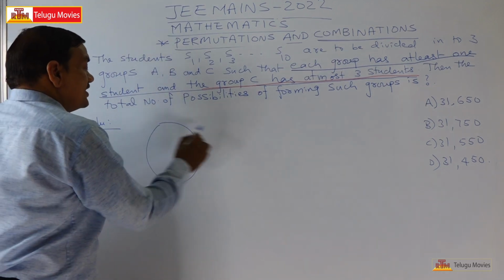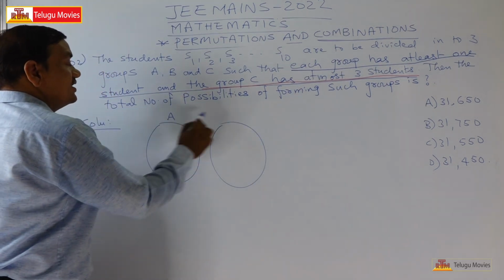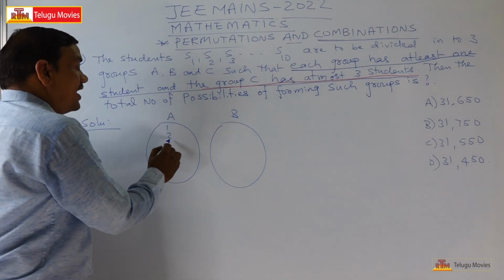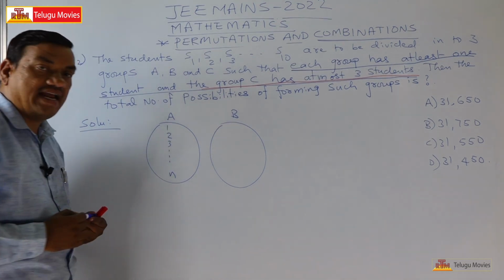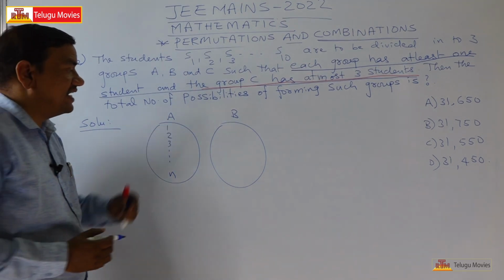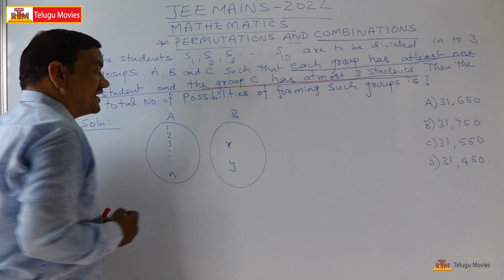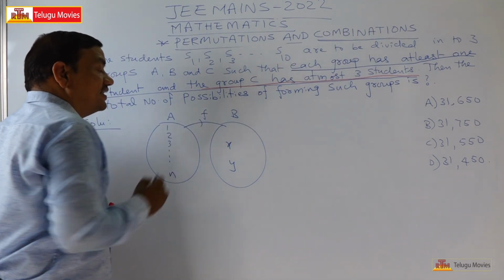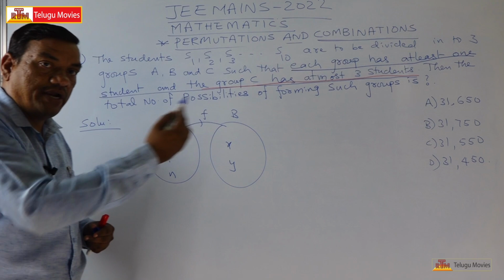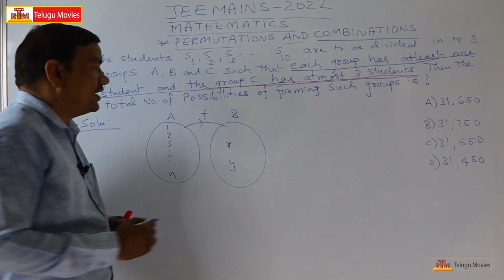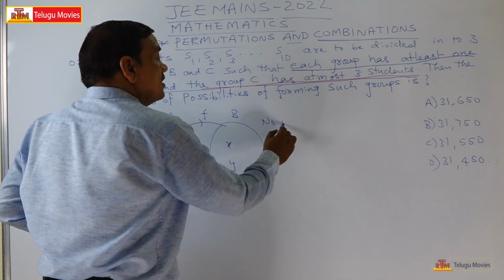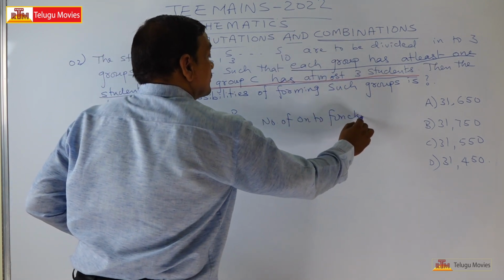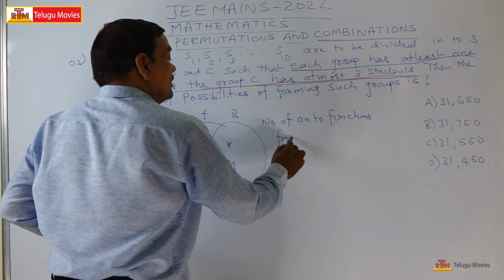There are 2 non-empty sets, A and B. The set A has n elements, and the set B has 2 elements, x and y. There is a function f defined from A to B. So how many onto functions are there from A to B?